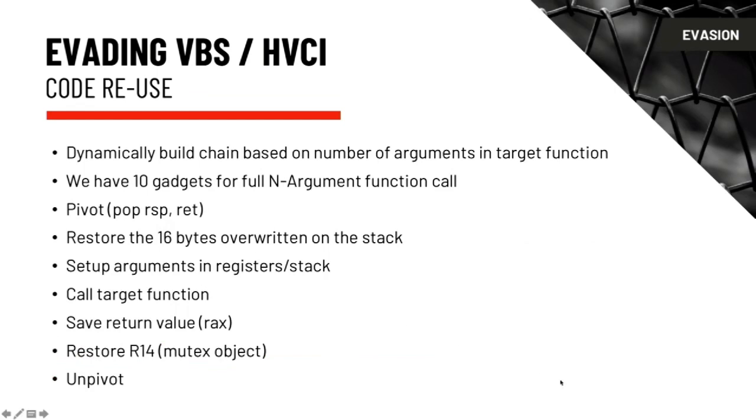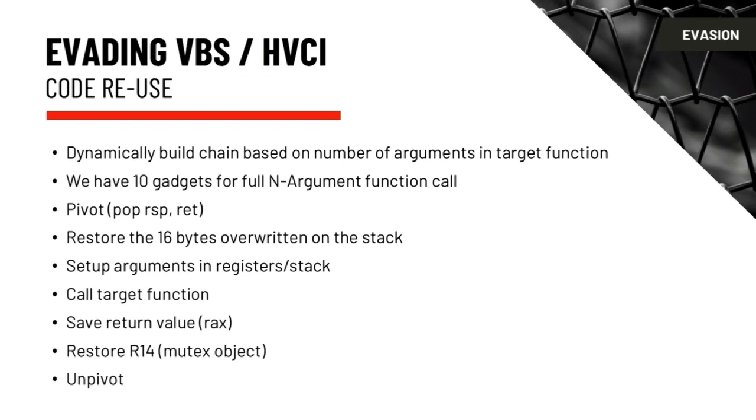So what this looks like is, when you want to call a function, we dynamically build a ROP chain based on the number of arguments for the target function you want to call. We needed 10 gadgets to get a full N-argument function call, pardon me. What that meant is if you're going to call a function with one argument, we'll generate one ROP chain. If you're calling another function with 8 arguments, it'll be a little bit different because you have to set up different parameters on the chain. And that's all done on the fly.